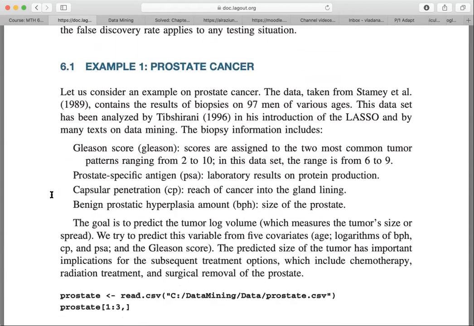Now we get to the first example, which is prostate cancer. The data contains the results of biopsies of 97 men of various ages. This includes the Gleason score, the prostate-specific antigen, capsular penetration, and benign prostatic hyperplasia amount. The goal is to predict the tumor log volume using 5 covariates, the 5th being age.